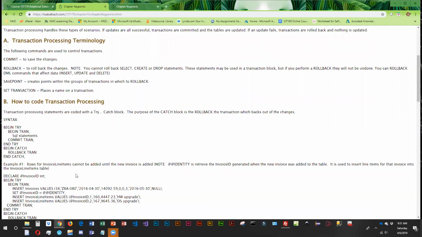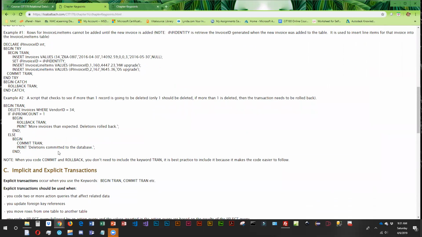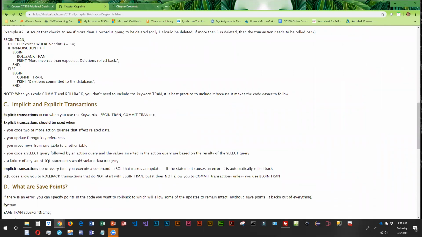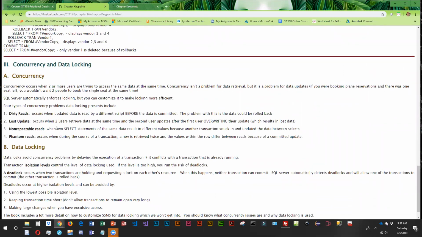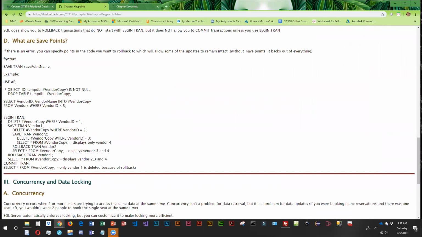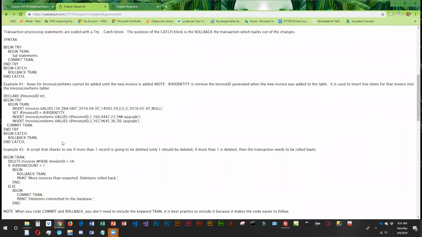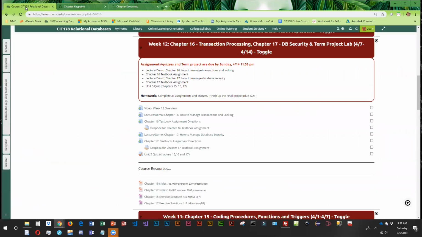So you definitely should read through this lecture demo and take a look at the different examples that are in here and make sure that you understand these concepts, because there will be questions on your certification exam that deal with transaction processing. Once you finish reading through the chapter and the lecture, then you can go ahead and work on the textbook assignment.